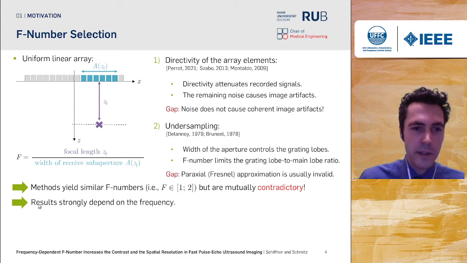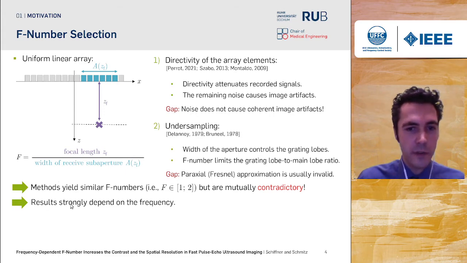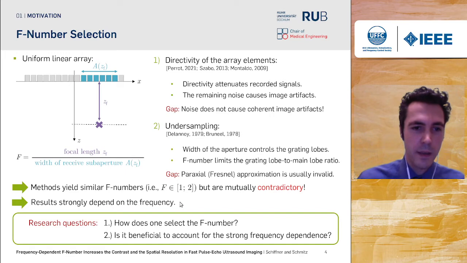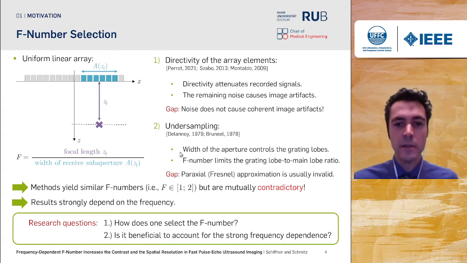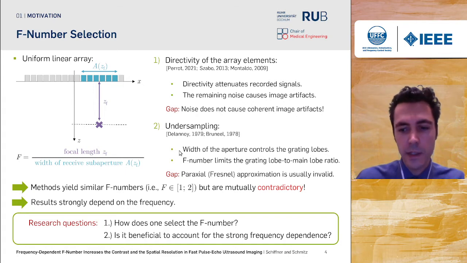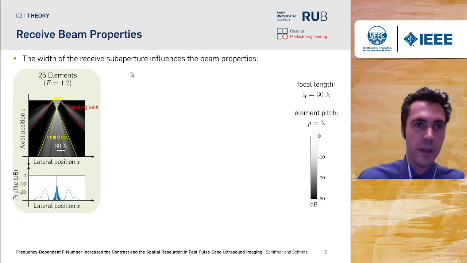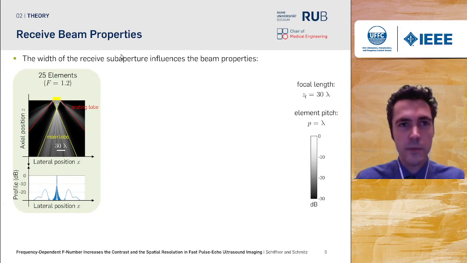Furthermore, the results of both methods depend strongly on the frequency. The research questions thus are: how does one select the f-number, and is it beneficial to account for the strong frequency dependence? To investigate these questions, we consider the receive beam properties.